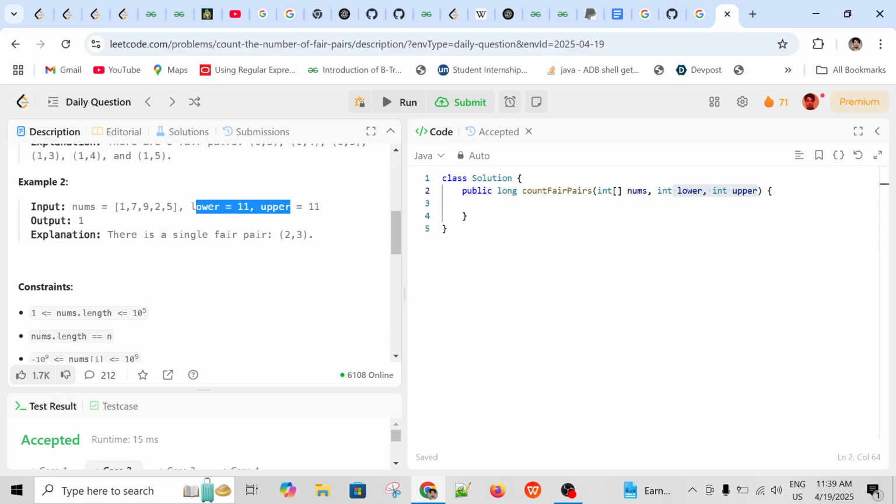You can also see that index 0 to index 2 and 3, and 7 and 2 give you the 11, and this will be considered in the answer. So the answer is 11.